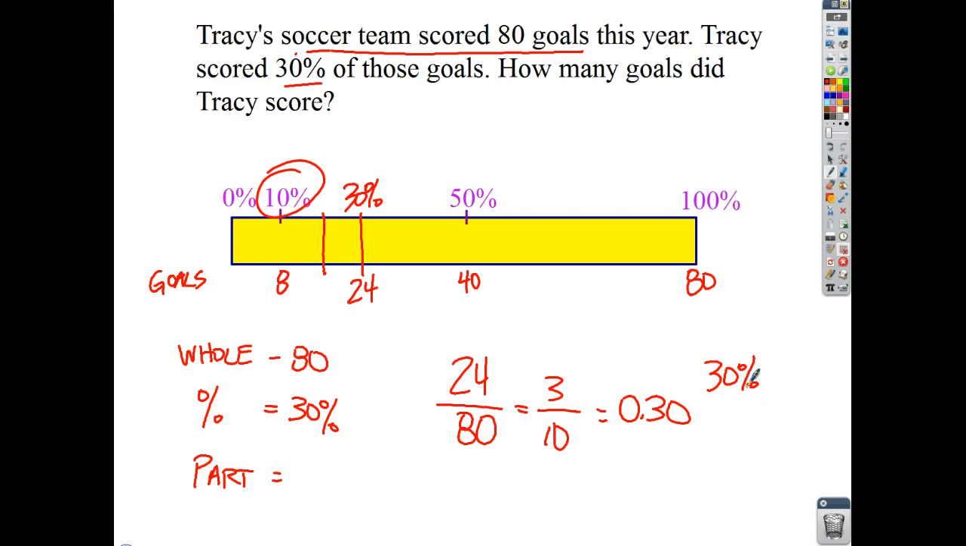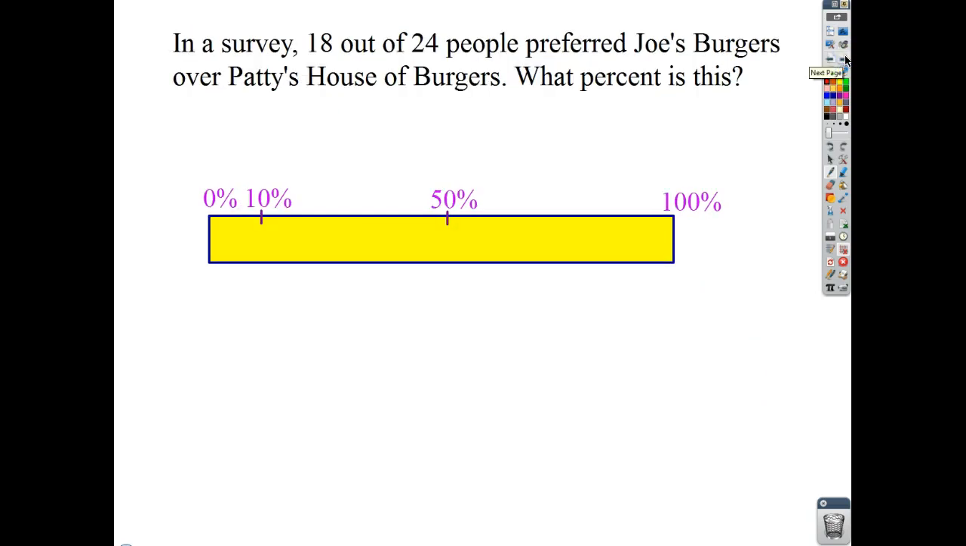Okay. Let's try another one. In a survey, 18 out of 24 people preferred Joe's Burgers over Patty's House of Burgers. What percent of this? Okay, this is very similar to the test or schoolwork problem. Why don't you go ahead and try solving this one? Go. Okay, and this one, we don't know the percent, right? But we know the whole and we know the part. So let's go ahead. Let's see, we're talking about people.